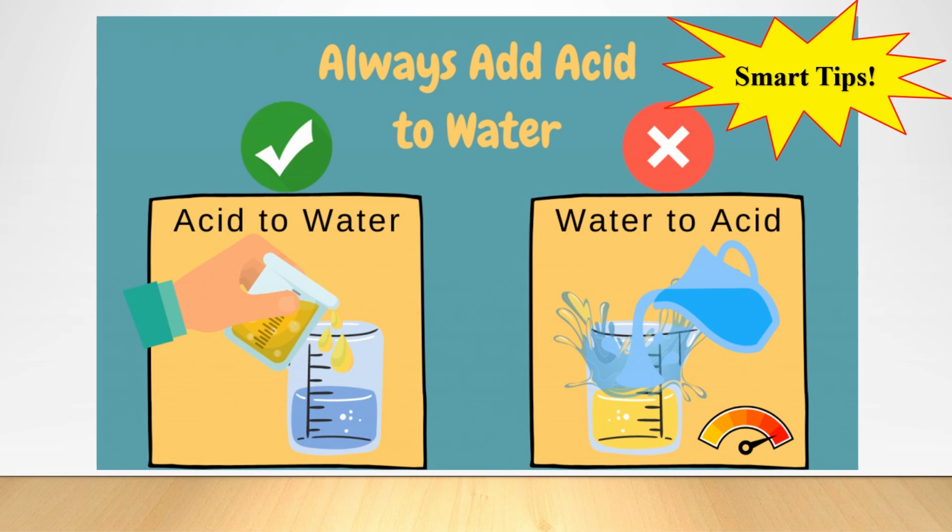This is because adding acid to water helps to control the reaction, as acid can release a lot of heat when it dissolves in water. If you add water to acid instead, the heat generated will cause the mixture to splash and can potentially lead to burns or other accidents. So, always keep safety in mind when you deal with chemicals during your experiments.